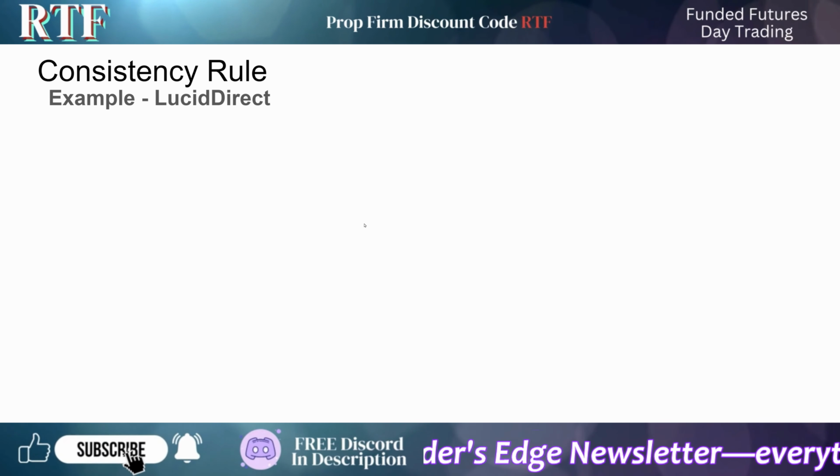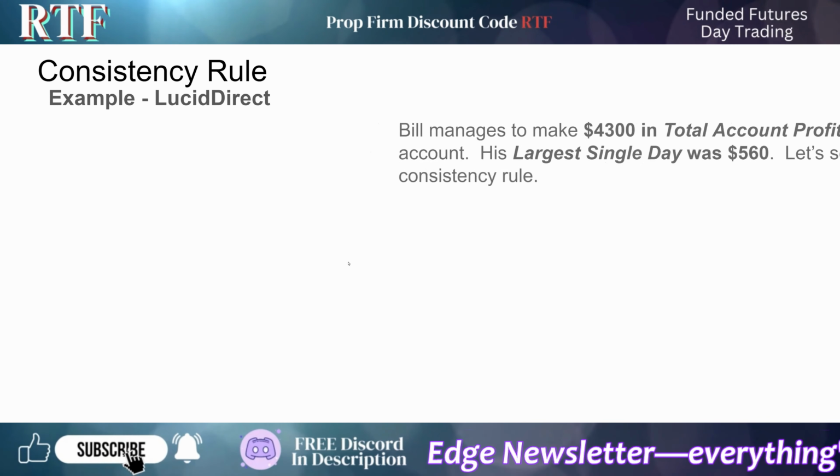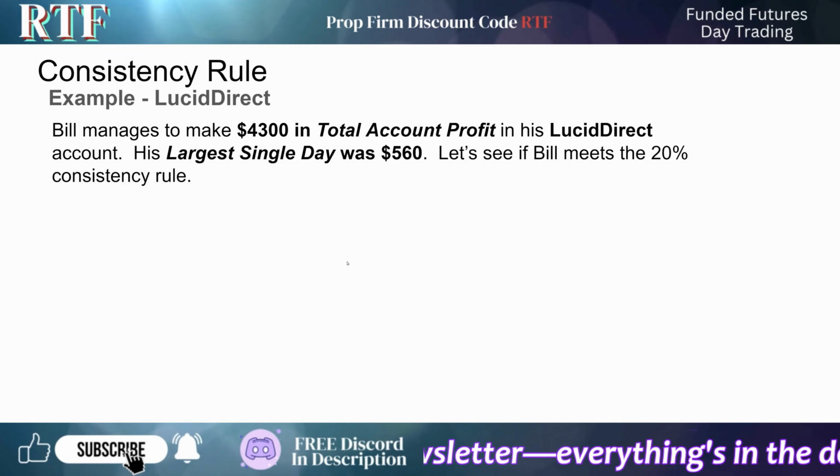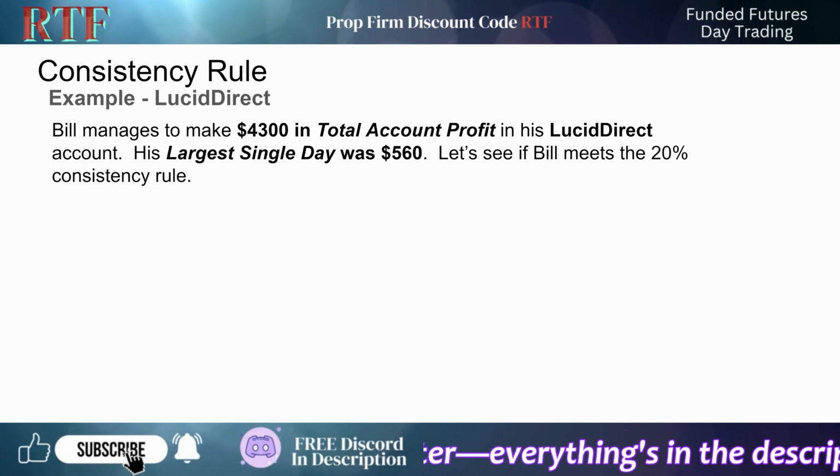Okay, so let's do another example now from the Lucid Direct. And we'll say that Bill manages to make $4,300 in the total account profit in his Lucid Direct account.